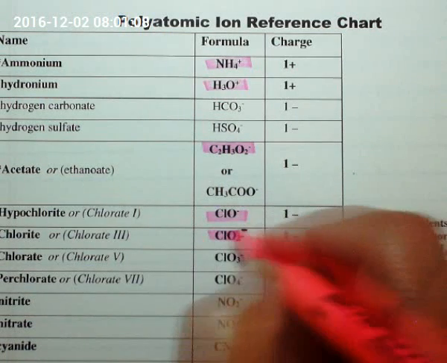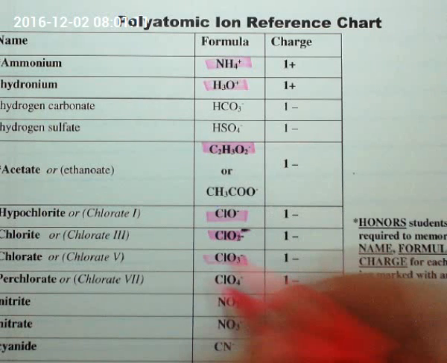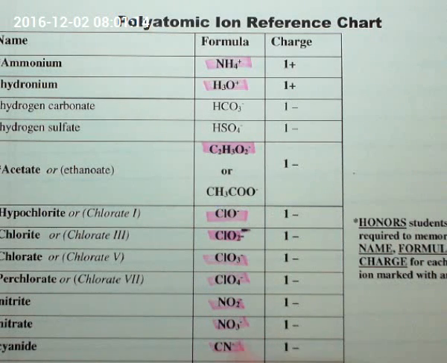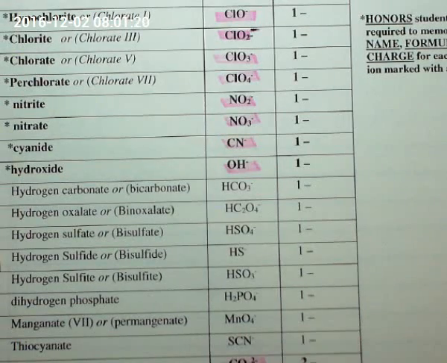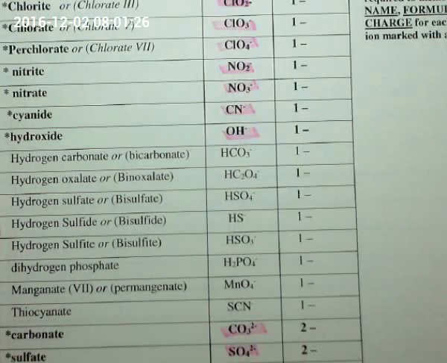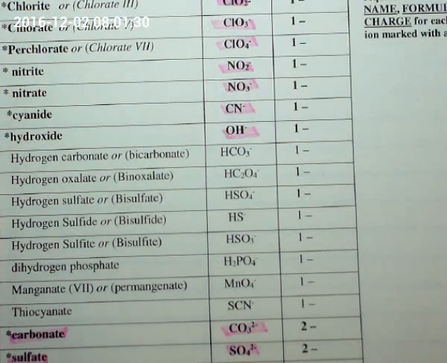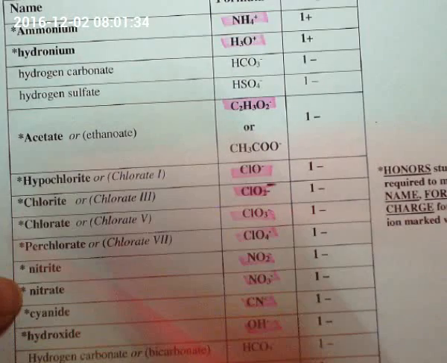All right, so that's a formula you need to memorize. Chlorate, perchlorate, nitrite, nitrate, cyanide, hydroxide. Carbonate, sulfate, sulfite, chromate, phosphate. Okay? So anything that's in bold is a formula and a name that you have to memorize. So flat out memorize. So what does that entail?